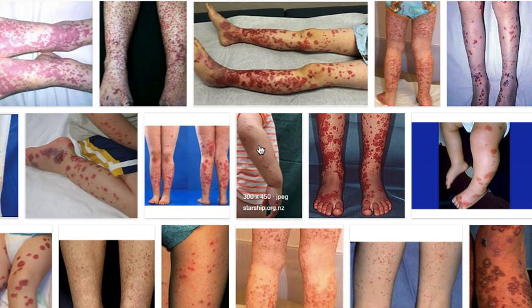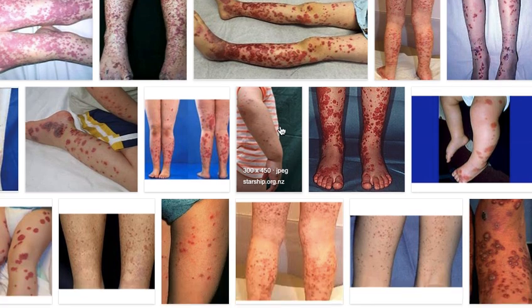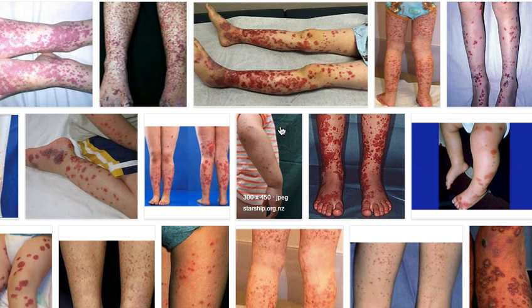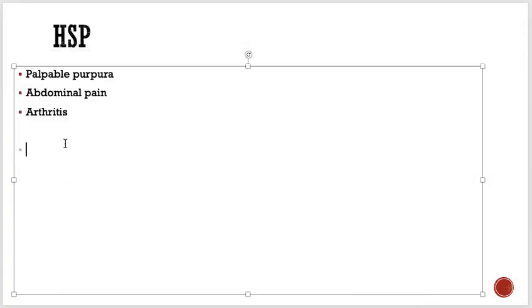Now the important thing is that HSP is the most common vasculitis of childhood, and it is twice more common in males than females. And one of the things which is very important and I must write over here: most often you will find a history of upper respiratory tract infection around 1 to 3 weeks before onset of symptoms.